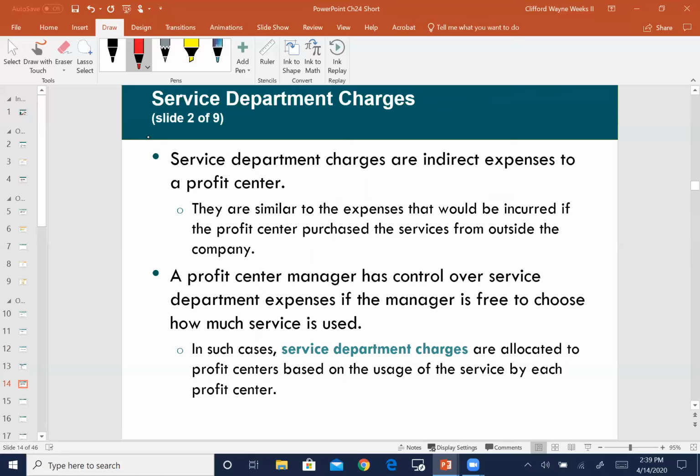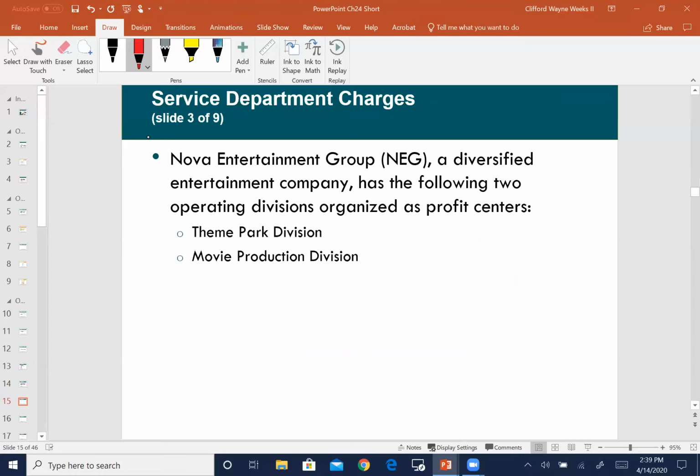They are similar to expenses that would have been incurred if a profit center purchased the service from an outside company. A profit center manager has control over service department expenses if the manager is free to choose how much the service is used. But that is usually not the case. In such cases, service department charges are allocated to profit centers based on the usage of the service by each profit center. So we are going to look at that.